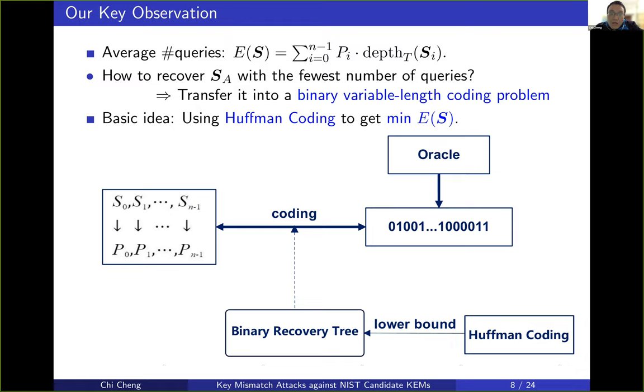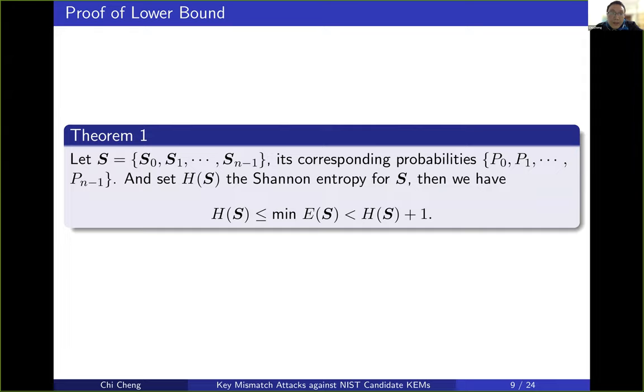And we know if we want to give a lower bound for the tree, we can use Huffman coding. We know Huffman coding is optimal. So we can easily get the following result in the next slide. That is, the lower bound can be given, and this result is directly from the result of Huffman coding. The minimum expected number of queries is larger than the Shannon entropy and less than the entropy plus one. This is our main result.